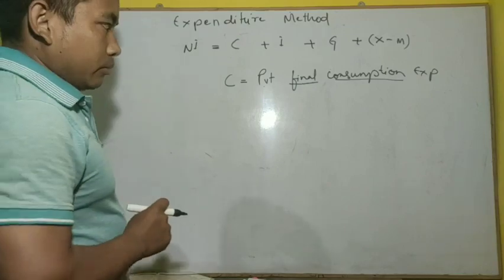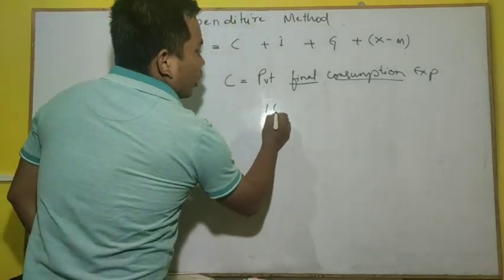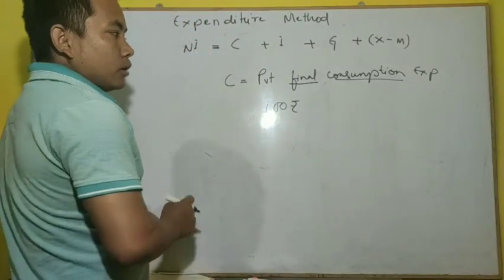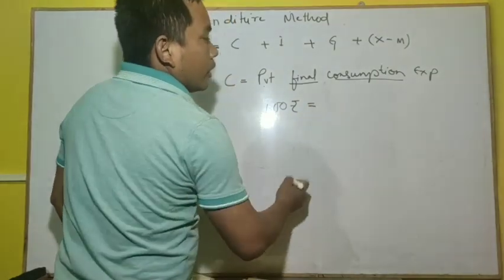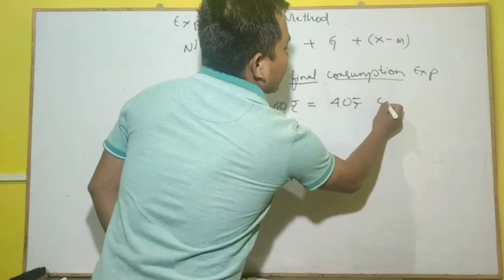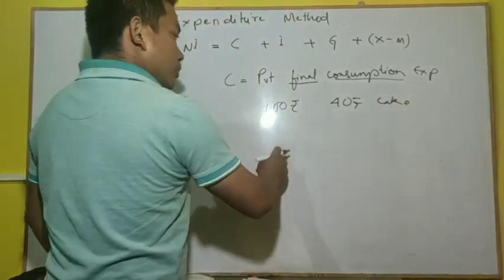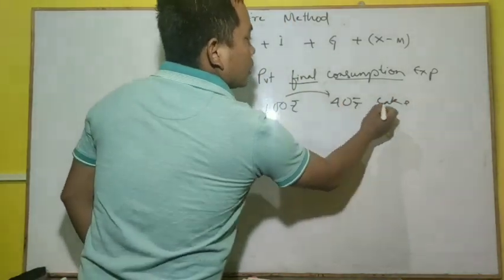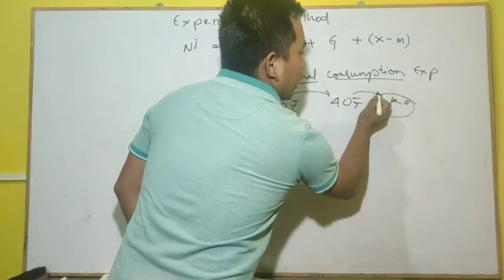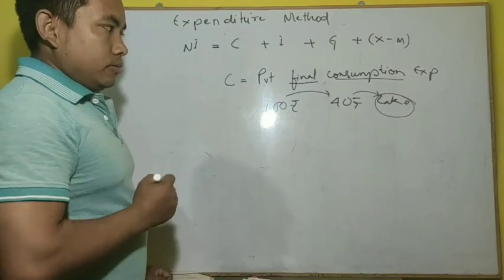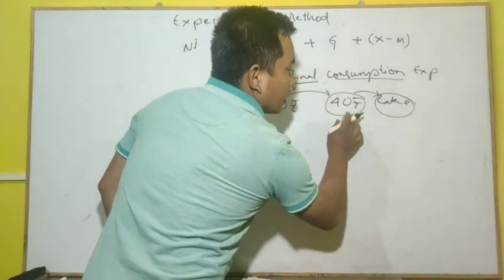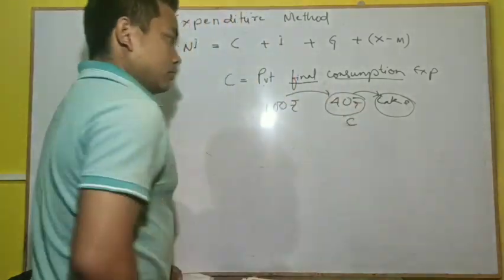Let me give you one example here. You have rupees 100 in your pocket right now. You go to a shop and buy, let's say, 40 rupees worth of cake out of the rupees 100. And you buy this cake with an intention of consuming it. At that time, this 40 rupees is known as private final consumption expenditure C.